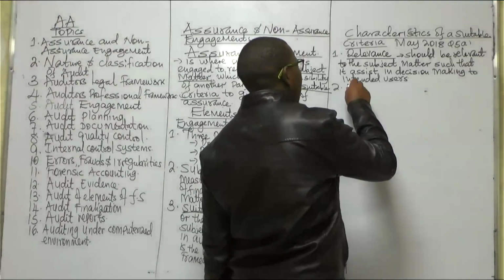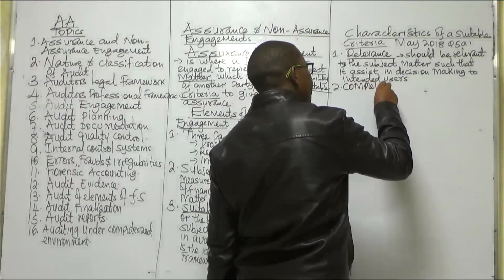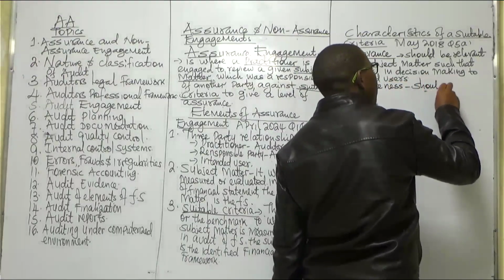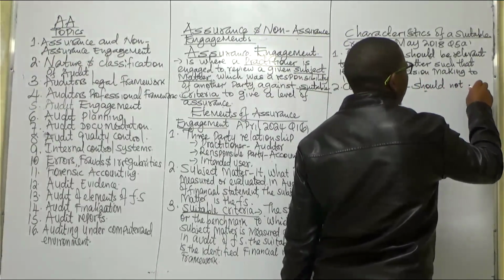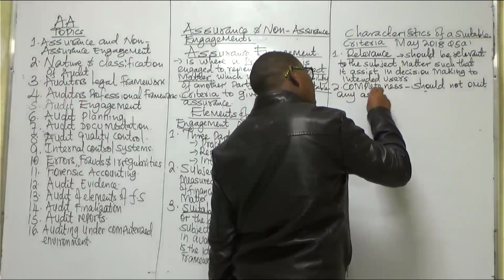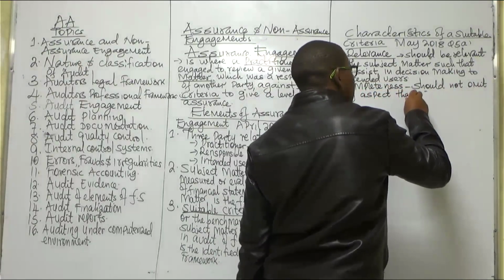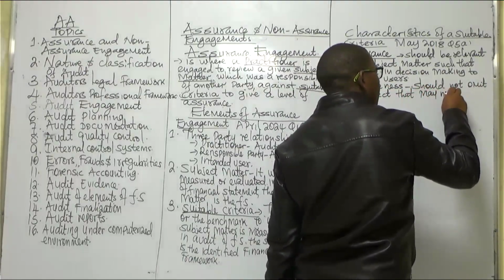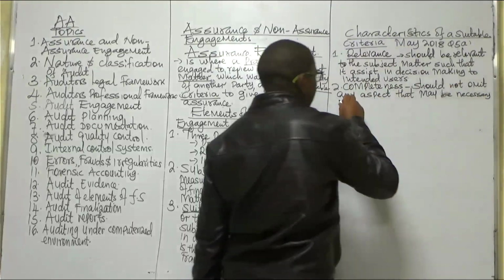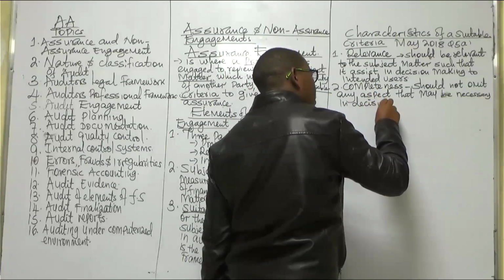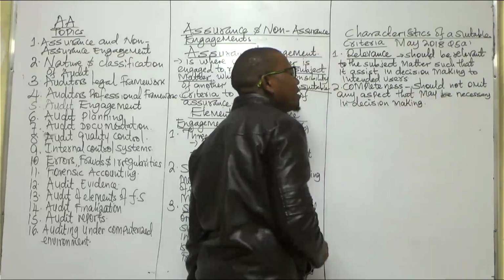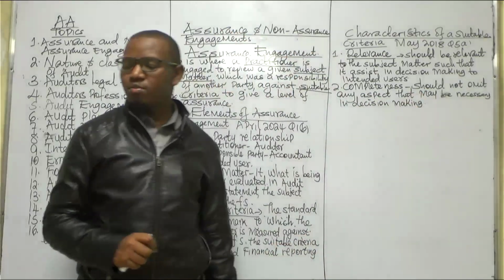The other one is completeness. The criteria here should not omit any aspect that may be necessary in decision making. Therefore, it must be complete.